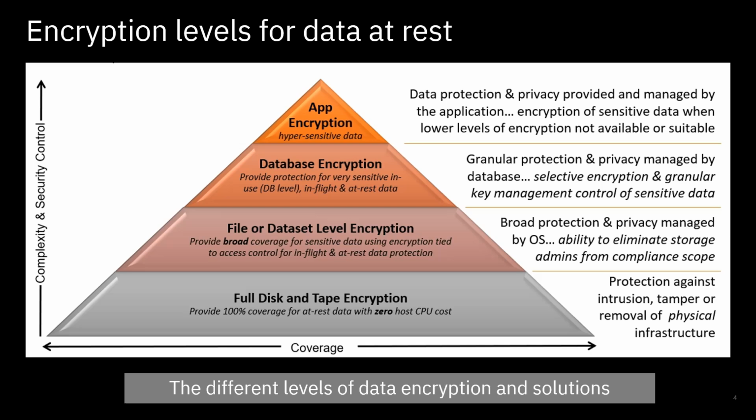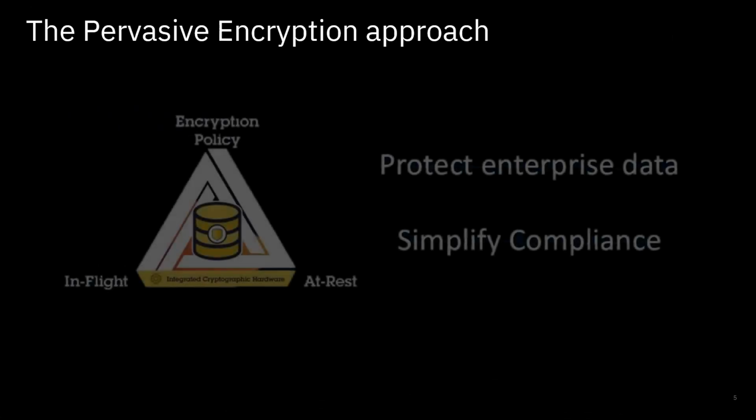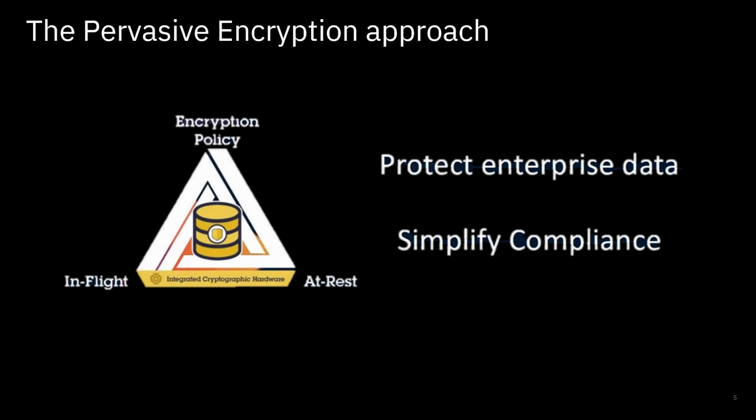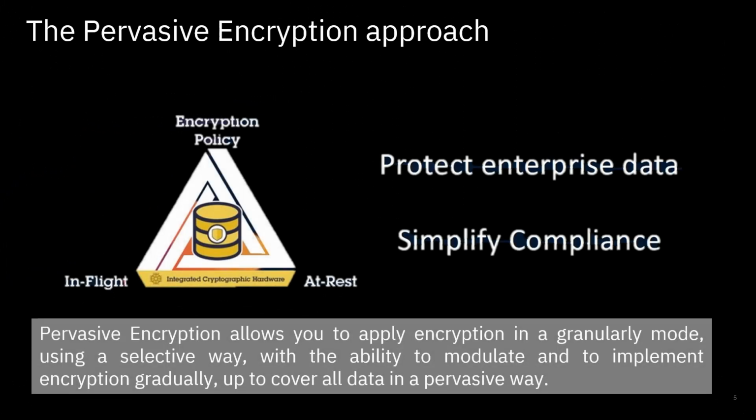I'm talking about the new homomorphic encryption, or better, the fully homomorphic encryption. I talked about this topic in another video that you can find on my YouTube channel. But now we are on System Z, and we have pervasive encryption that allows you to apply encryption in a granular mode, using a selective way with the ability to modulate and to implement encryption gradually up to covering all data in a pervasive mode. And this is completely transparent to the application with a very small fee to pay in CPU cost. But on the other hand, you have a huge benefit in terms of data protection.